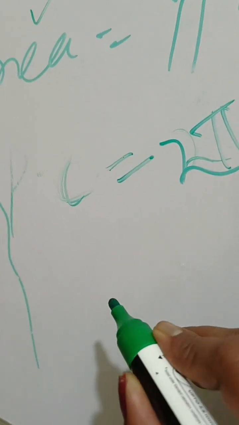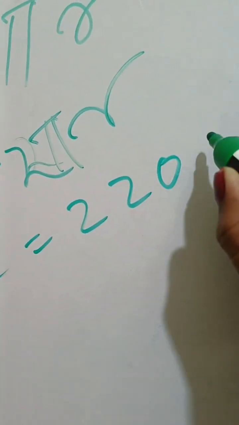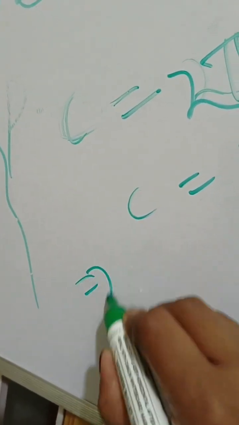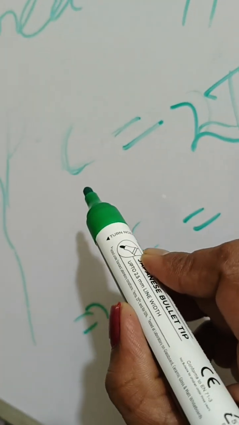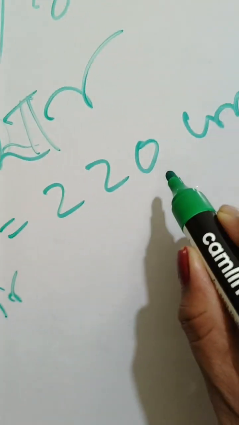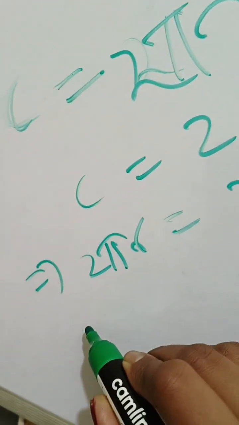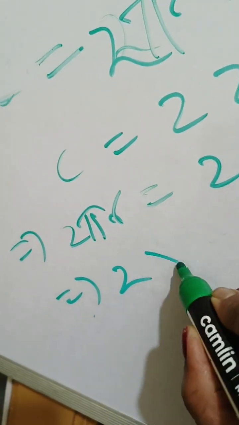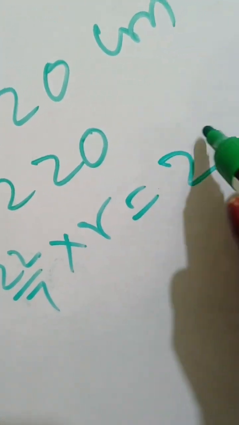And let's solve one question. Suppose the circumference of a circle is given as 220 centimeter. How to find its radius? Do it this way. C means 2 pi r. The formula for the circumference of a circle is 2 pi r. If the circumference C is 220 centimeter, then 2 pi r would be equal to 220 centimeter. And we know the value of pi is 22/7. So 2 into 22/7 multiplied by r equals 220.